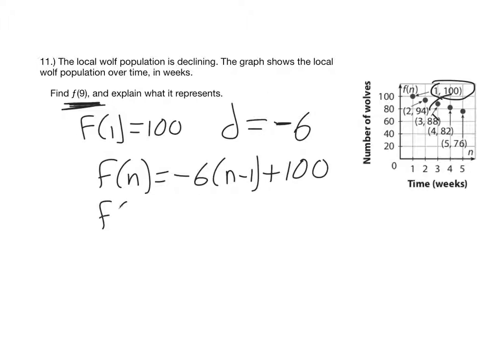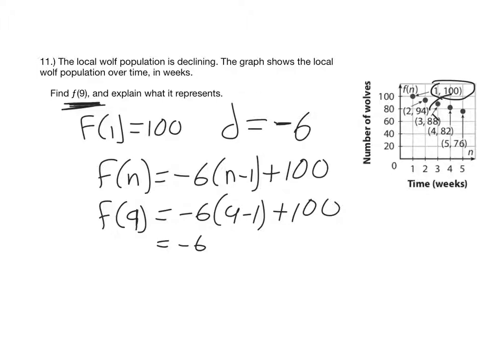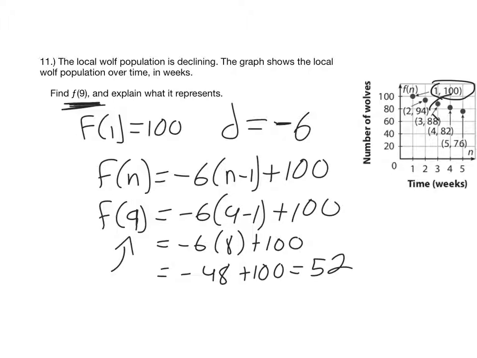So f of 9, we're going to plug in 9 anywhere we see an n, would be -6 times 9 minus 1 plus 100. Well, 9 minus 1 is 8. 8 times -6 is -48. And -48 plus 100 is 52. What does this mean? This means that after 9 weeks, how many wolves will we have? 52 wolves. Make sure you're able to explain that on the test.